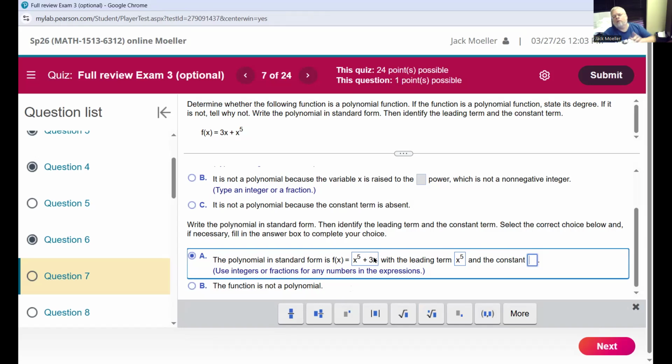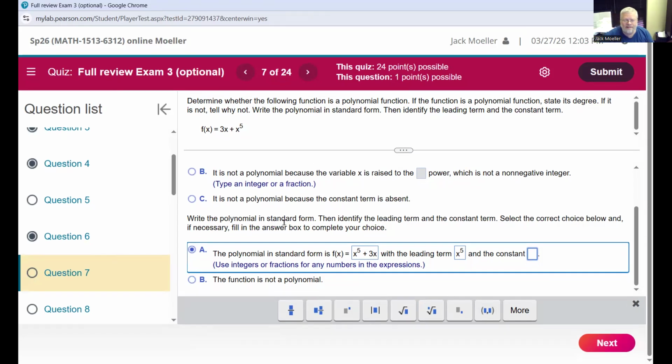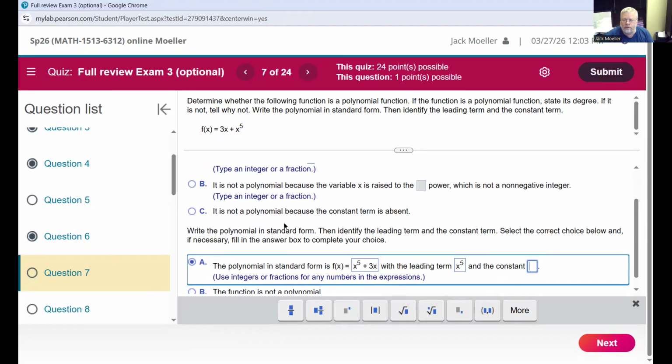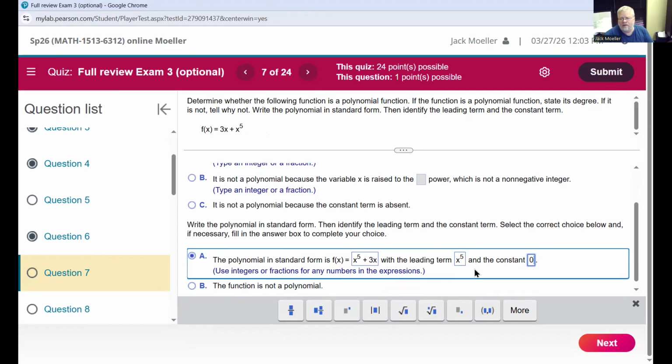Oh, I remember now. This was in the homework. I actually took this one off the test because there is no constant here. There should be, it's two variable terms. So I don't know what they want. Constant 0? So I took this question off the test due to that kind of ambiguity.